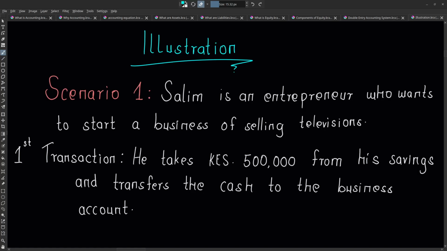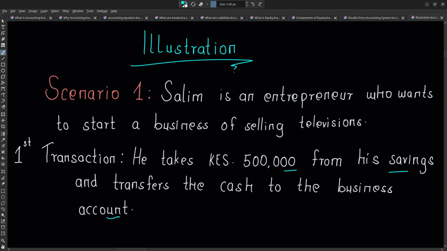Hello, let us look at an illustration of how the accounting equation remains balanced at any particular point in time, okay? So we are going to use this scenario where we have Salim, who is an entrepreneur who wants to open a business of selling televisions. And the first transaction he does is taking 500,000 from his savings and transfers the cash to the business account.